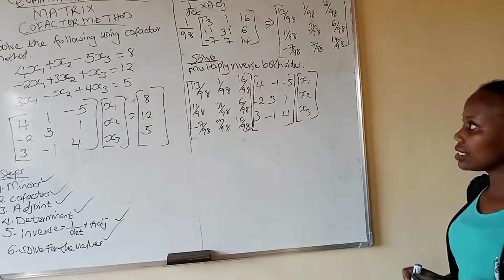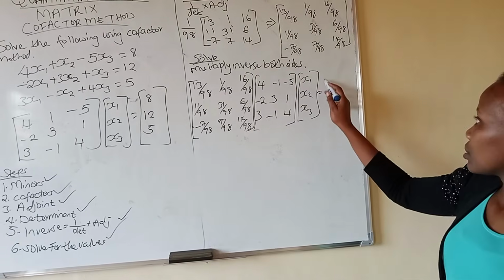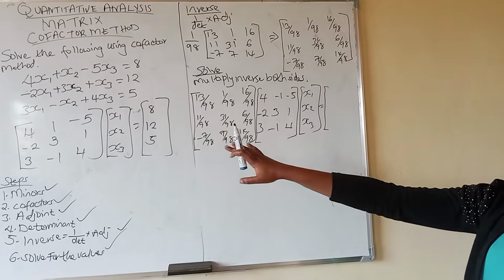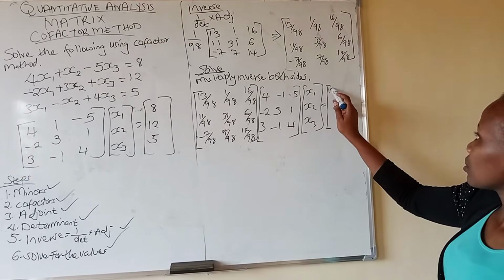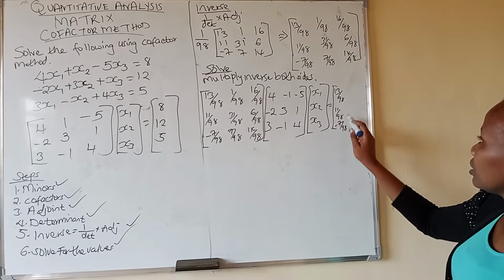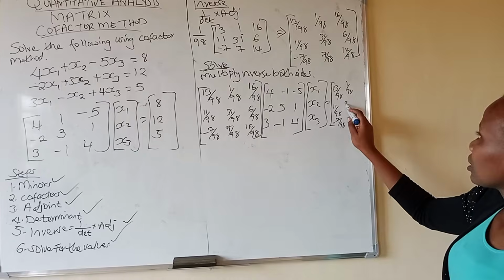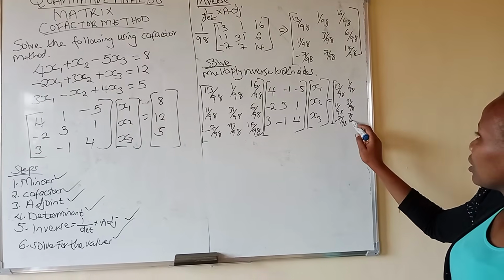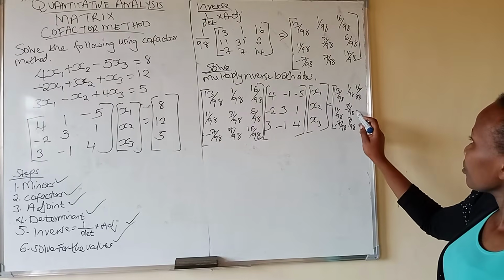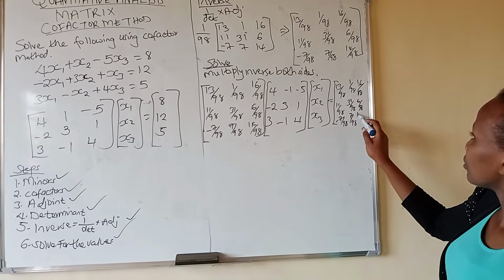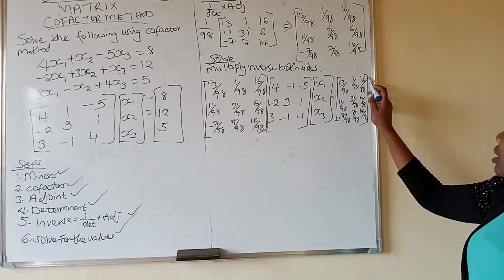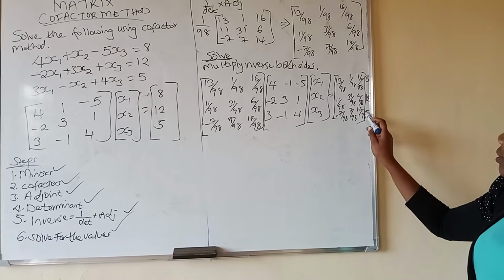This left hand side is equal to the same inverse multiplied now with 8, 12, and 5. So 13 over 98, 11 over 98, negative 7 over 98, 1 over 98, 31 over 98, 7 over 98, 16 over 98, 6 over 98, 14 over 98. You are supposed to multiply this with 8, 12, and 5.